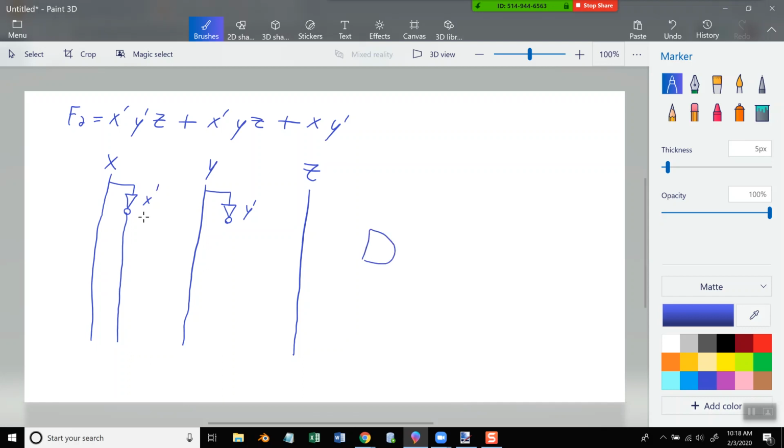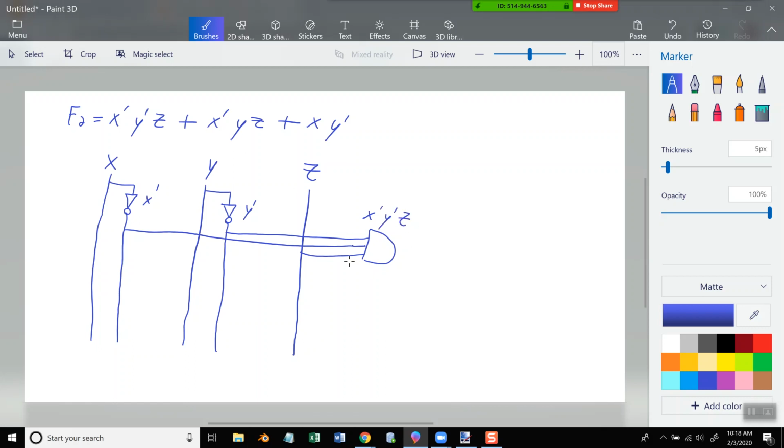What did I say? X primes, we have a line coming over like this, and I didn't have that come down. So that's coming in there. We have y prime coming into our AND gate, and we have a z coming into an AND gate. So this is our x prime, y prime, z.